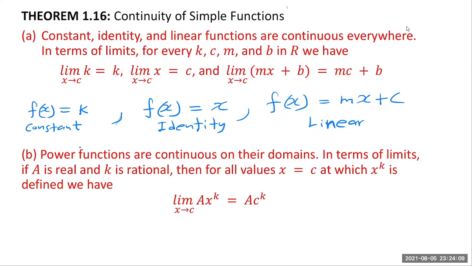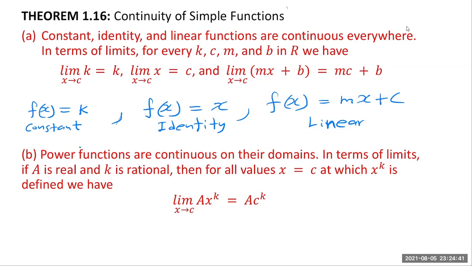Or in other words, if you want to show that this linear function is continuous everywhere, you need to show that the limit as x approaches c of mx + b is equal to mc + b for any c value. If I can show this limit statement, that means by the definition of continuity, this linear function is continuous everywhere, right? All right, the next part of that is: power functions are continuous on their domains.